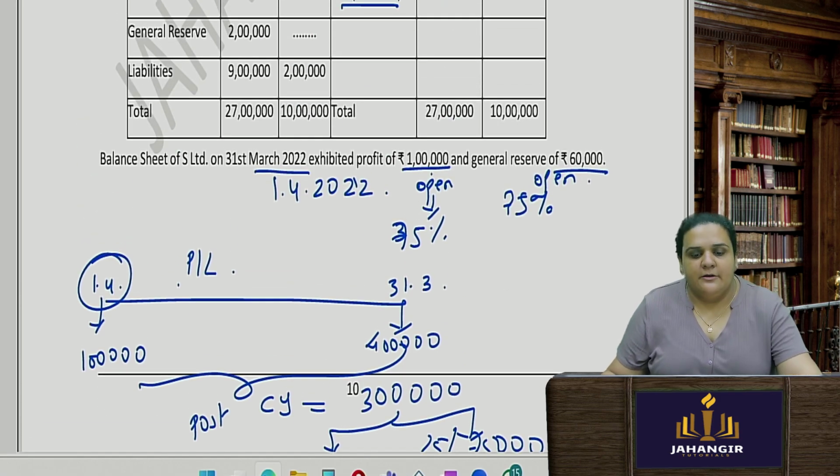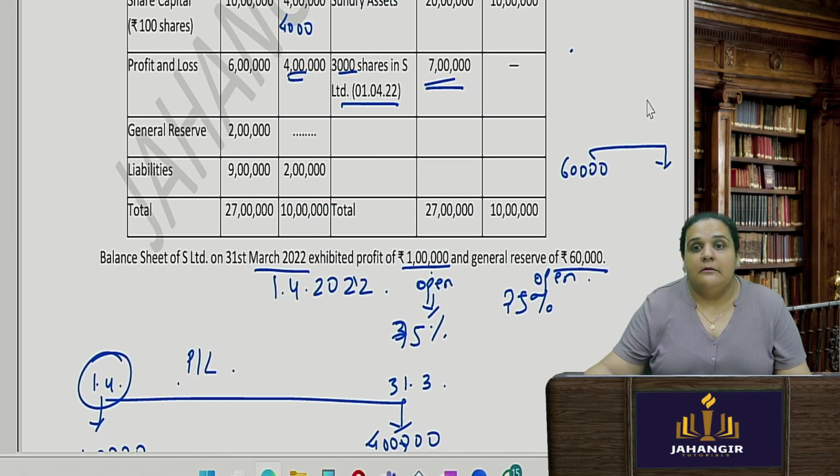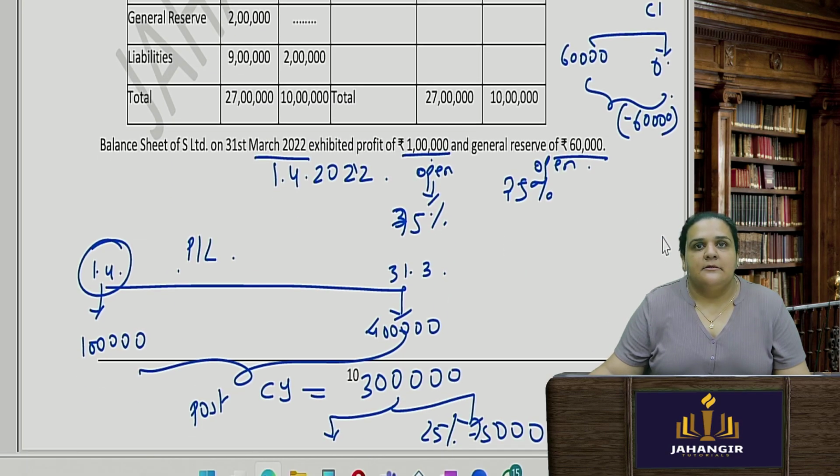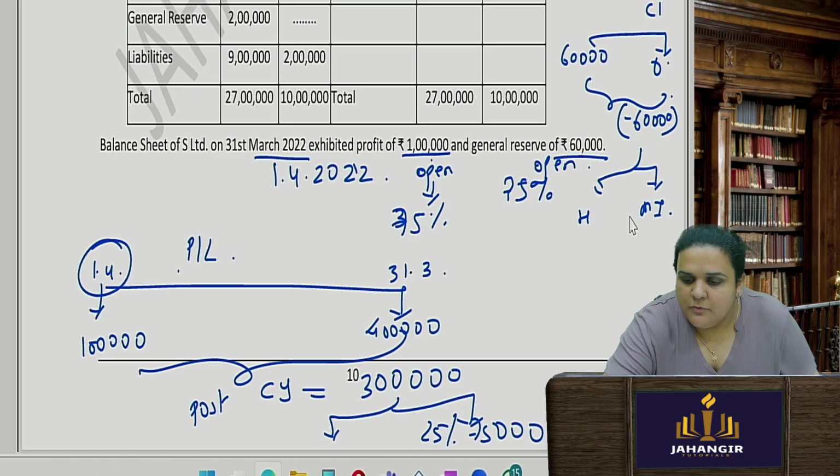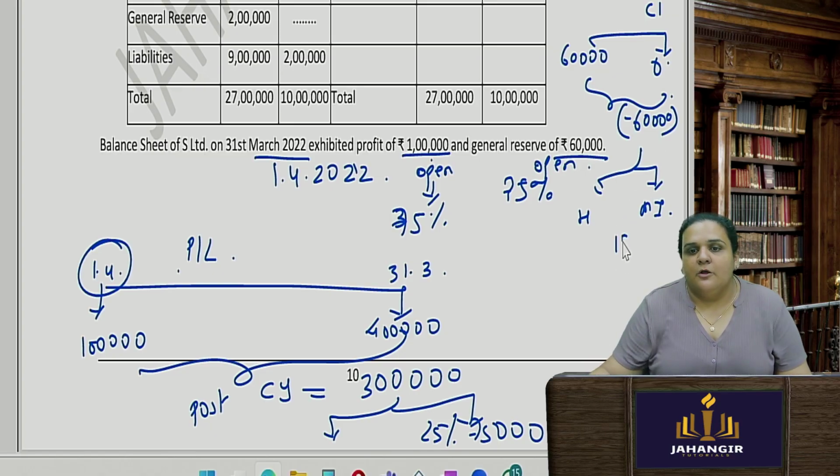And in case of general reserve, what has happened is, general reserve opened at 60 but closing happened at nil. Closing is 0. That means in the current year, you must have had a loss of 60,000. Must have written off minus. So that loss you have to divide between holding company and minority interest. 60,000 into 25%, 15,000 loss. So that you can subtract.